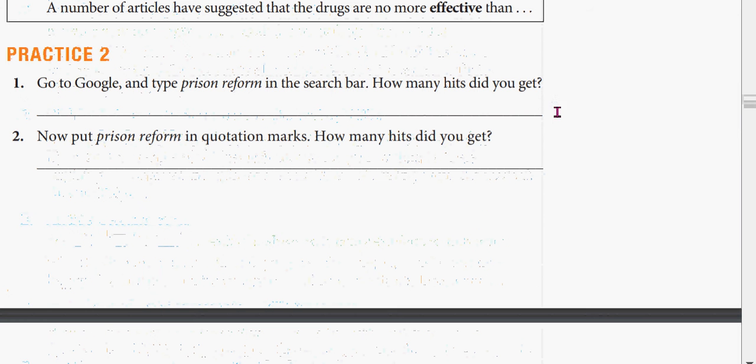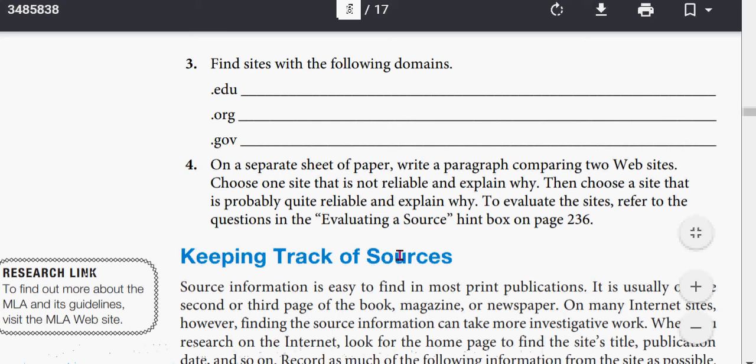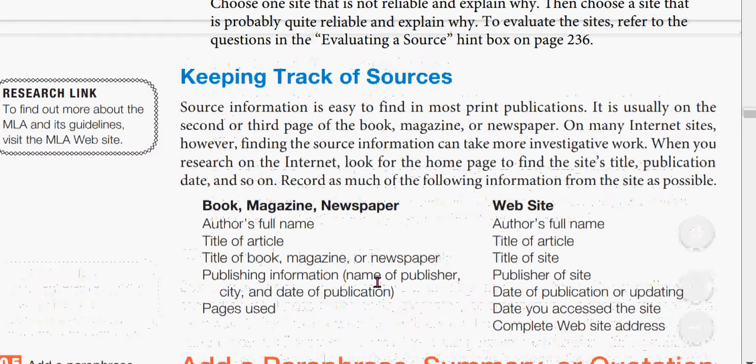So, next, go to Google, type prison reform, write down how many hits you get, pretend that you're searching on prison reform and answer these questions. Look at these domains. These are some of the best domains. EDUs, colleges, ORG are organizations that are not selling things, but are trying to give information to the public. GOV is for government. And then compare two of these websites. Which one seems more reliable and why? More reliable means we can trust it. It's really telling the truth.